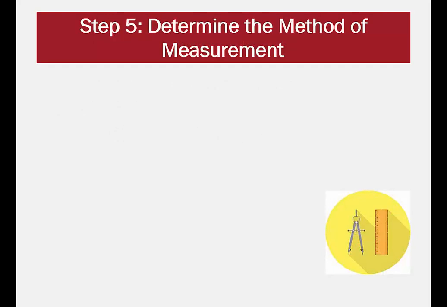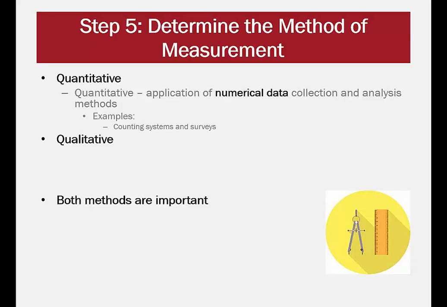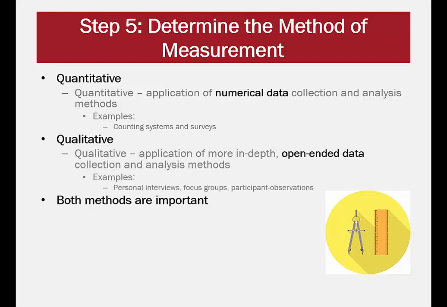Step 5. Determine the method of measurement. There are 2 types of measurement you can use in your data collection and analysis: quantitative and qualitative. Both methods are important and often used together. Quantitative data and analysis is the application and evaluation of numerical data, typically obtained through counting systems and surveys. Qualitative data and analysis is the application and evaluation of more in-depth, open-ended data, typically obtained through personal interviews, focus groups, and participant observations.